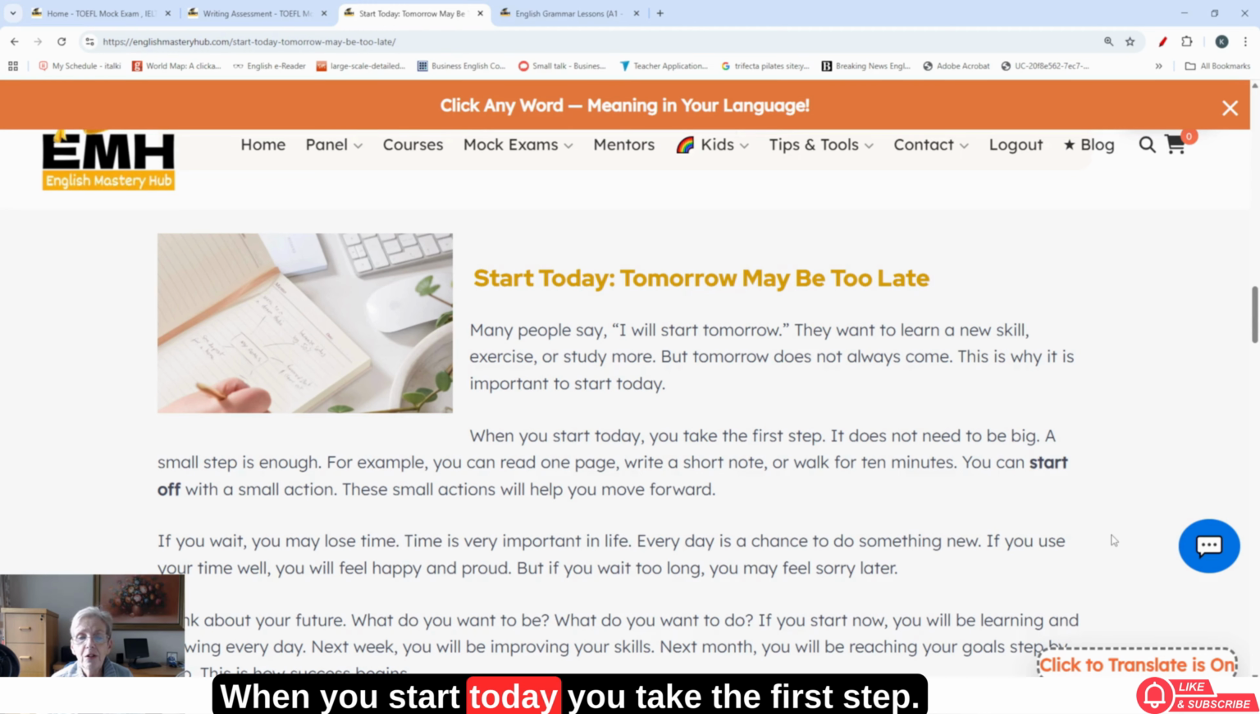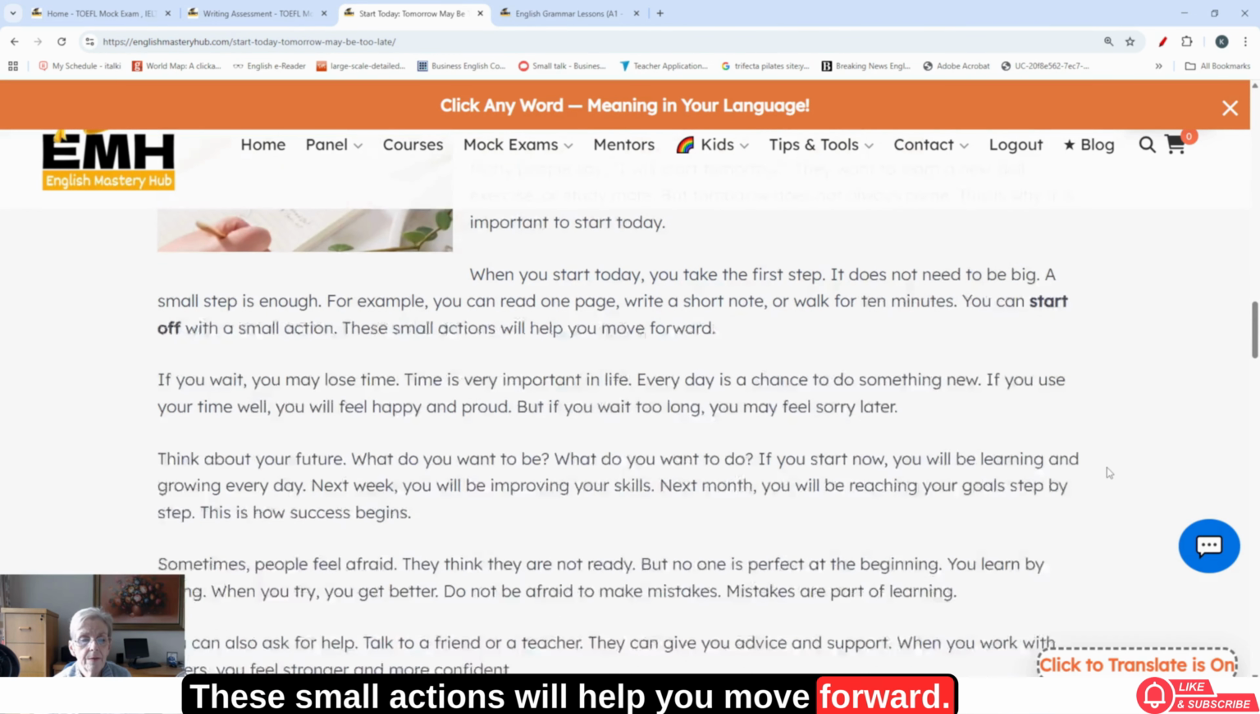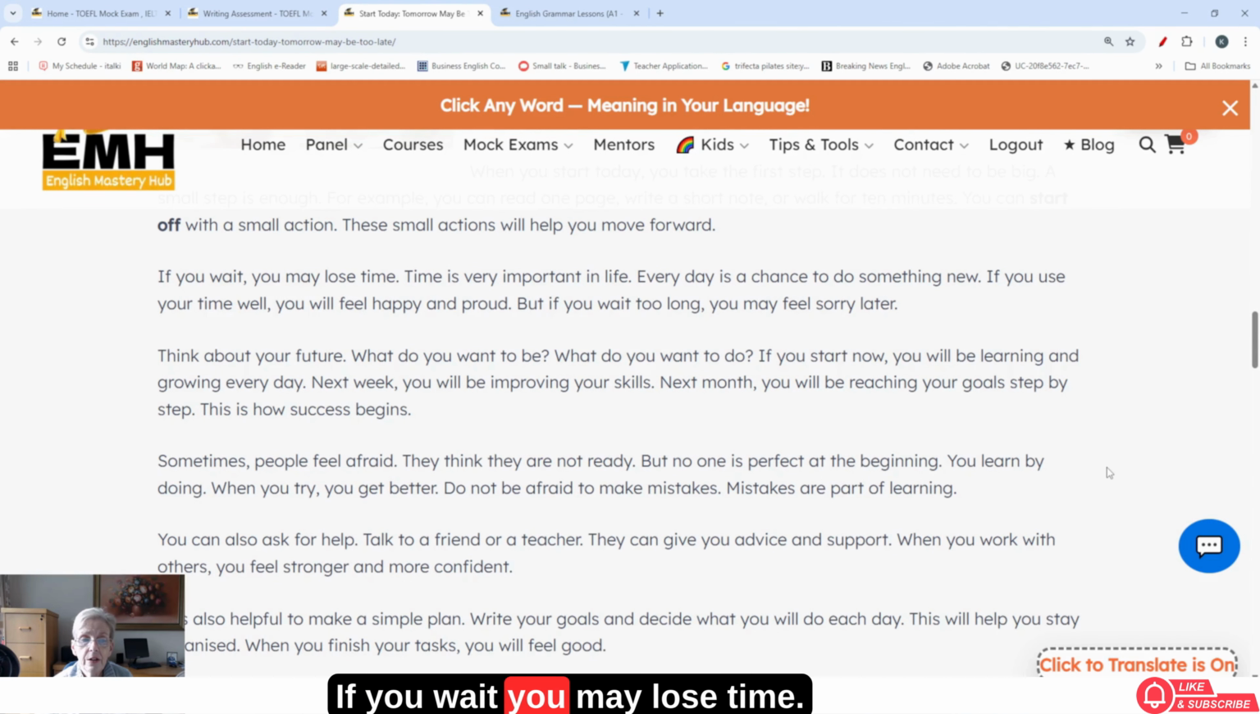When you start today, you take the first step. It does not need to be big. A small step is enough. For example, you can read 1 page, write a short note, or walk for 10 minutes. You can start off with a small action. These small actions will help you move forward. If you wait, you may lose time. Time is very important in life.